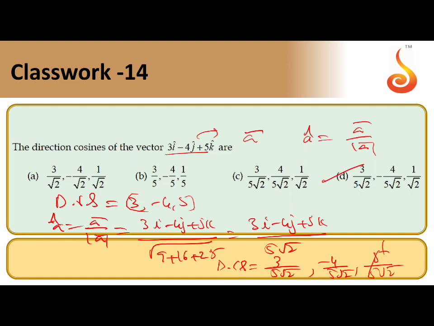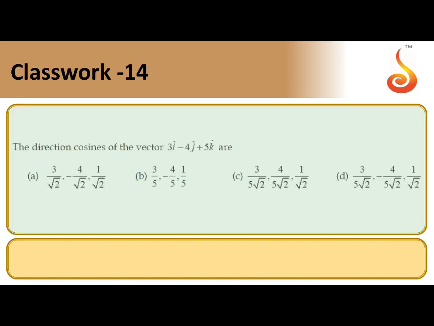So that means the DRs are the components of the given vector. So how to get DCs? Find the unit vector. Unit vector is a bar by magnitude of a bar. So the unit vector components are DCs, the vector components are DRs. They are asking for DCs, so find the unit vector and take the components of the unit vector. So clear? D is the answer.